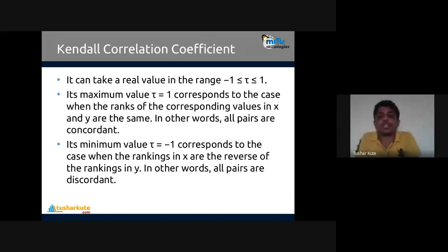A value of 1 means perfect positive correlation, where all the pairs are concordant. When it is negative, exactly -1, then all the pairs are discordant. They are inverse, all pairs. That's called discordant. And if it is exactly zero, then x and y are independent of each other. That will be identified by Kendall's correlation coefficient.